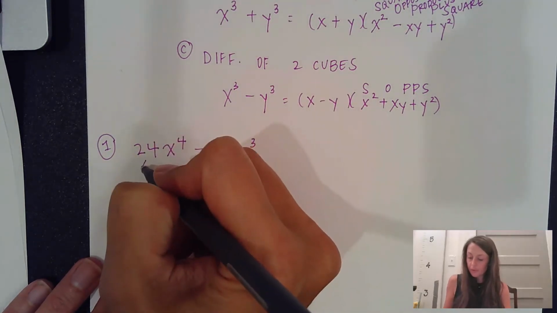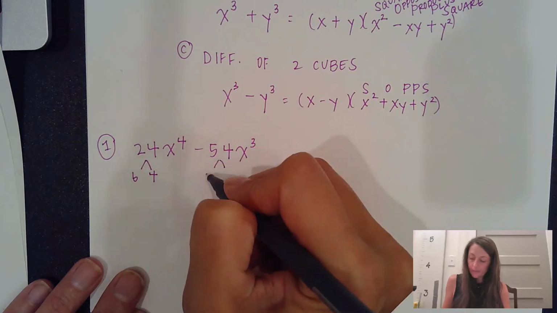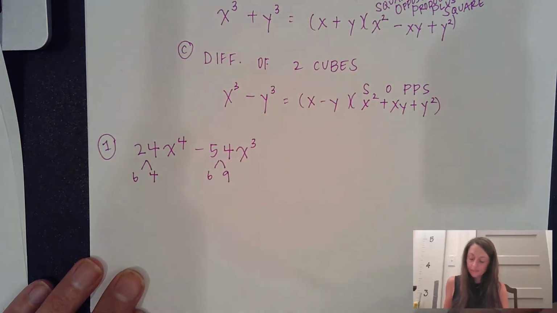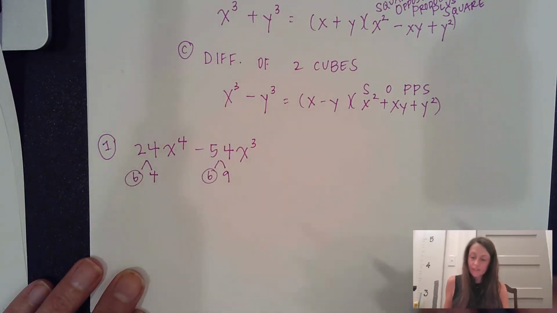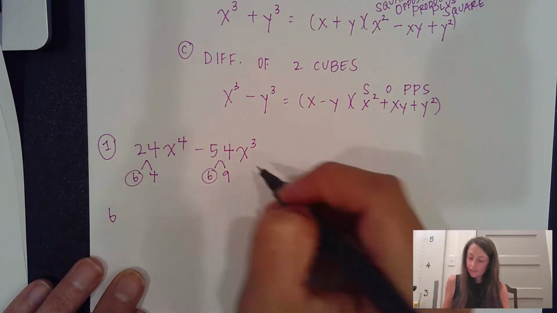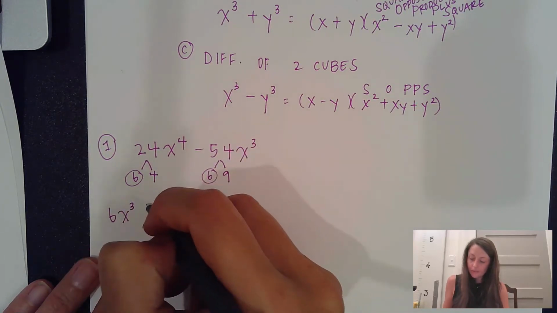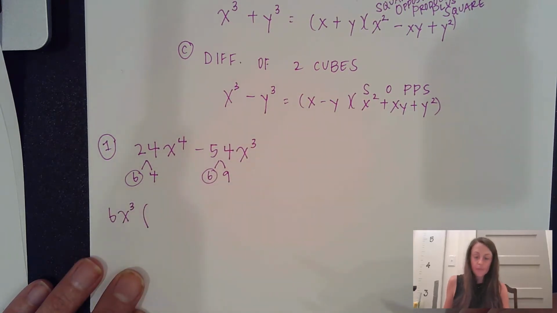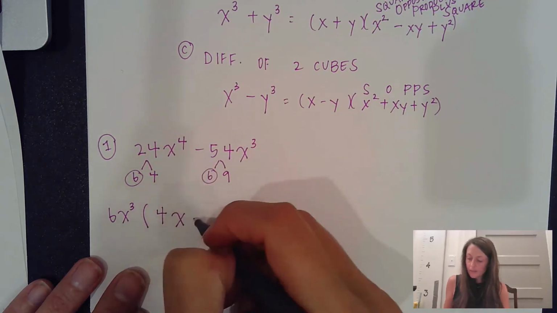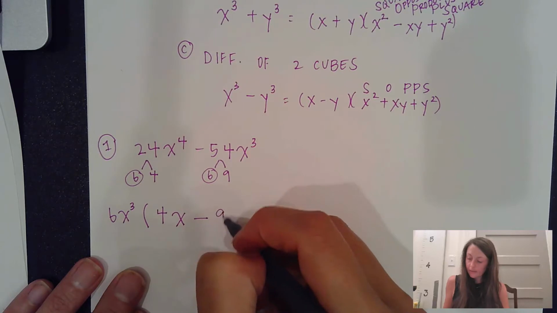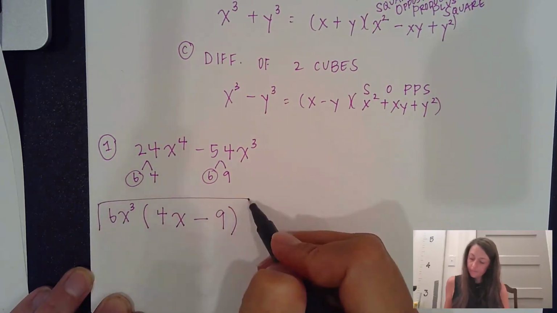24 is what? 6 times 4. 54 is 6 times 9, right? So I have a greatest common factor of 6. So I can factor a 6 out, and then I've got x to the fourth and I've got x cubed. So I can factor out an x cubed there. If I factor out an x cubed, I will be left with 4x minus 9. And that's it.